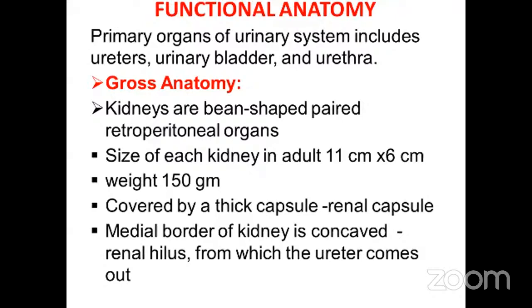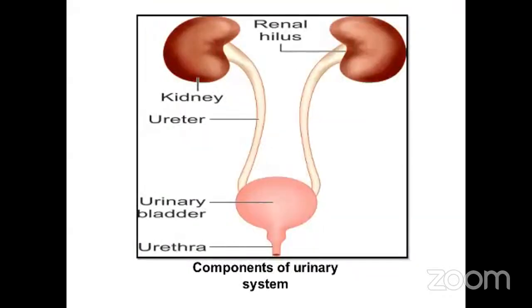If we see the gross anatomy of the kidney, these are bean-shaped paired organs located retroperitoneally, size 11 by 6 centimeters in length, weight 150 grams for each kidney. These are covered by the thick renal capsule. At the medial border of the kidney, there is a concavity through which the ureter comes out. So, these are the parts of the excretory system: both kidneys, two ureters, urinary bladder, and urethra.